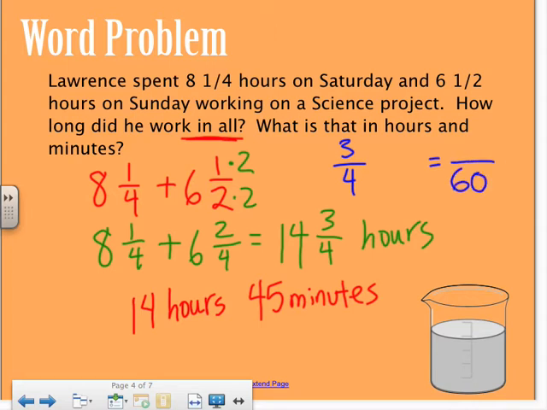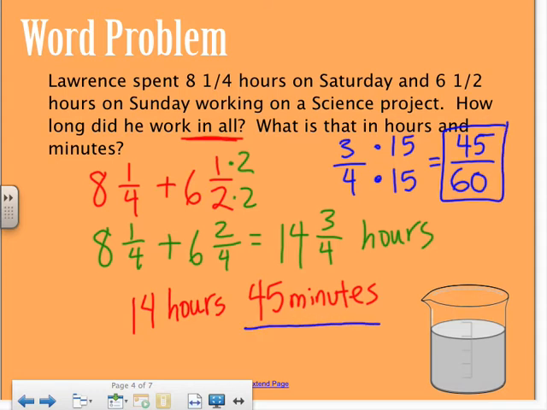So I have to figure out, what can 4 multiply by to get 60? You may need to do division, but eventually you figure out it's 15. So 4 times 15 is 60, and 3 times 15 is 45. So I could say 14 and 45/60ths of an hour. That's not simplified, but it's 45 out of 60. And since hours are out of 60 minutes, that means it's 45 minutes. So 14 hours and 45 minutes would be part 2 of this answer.